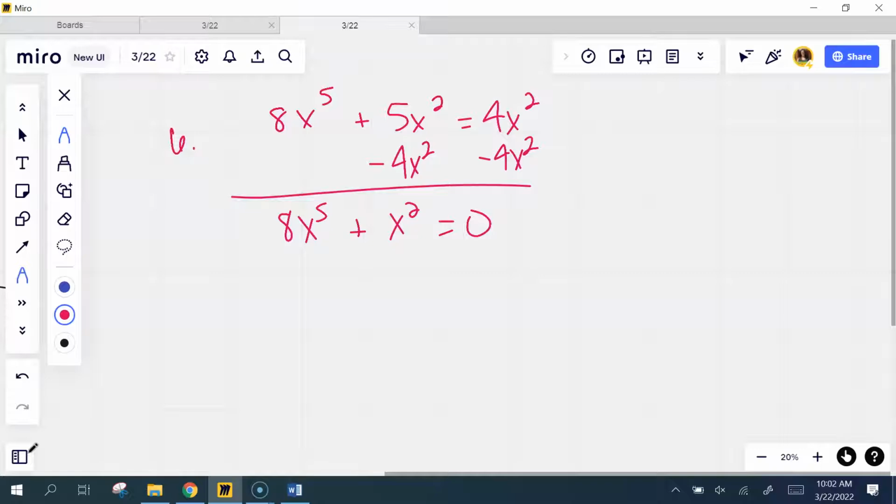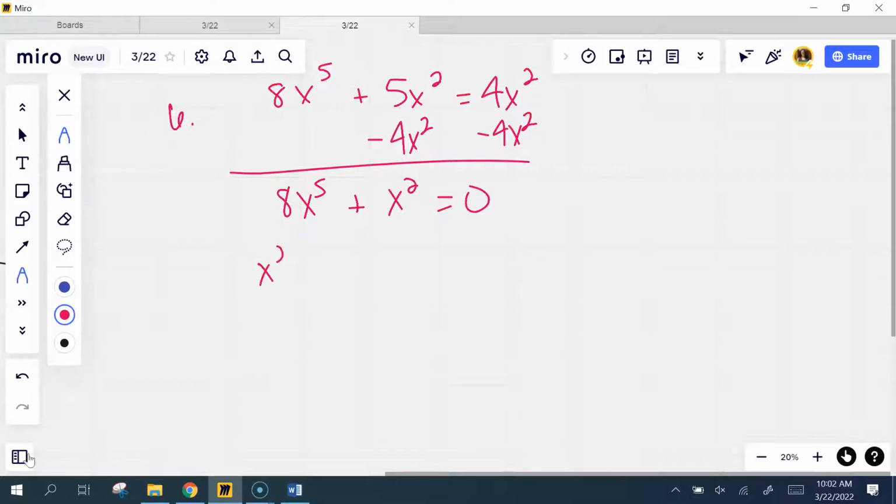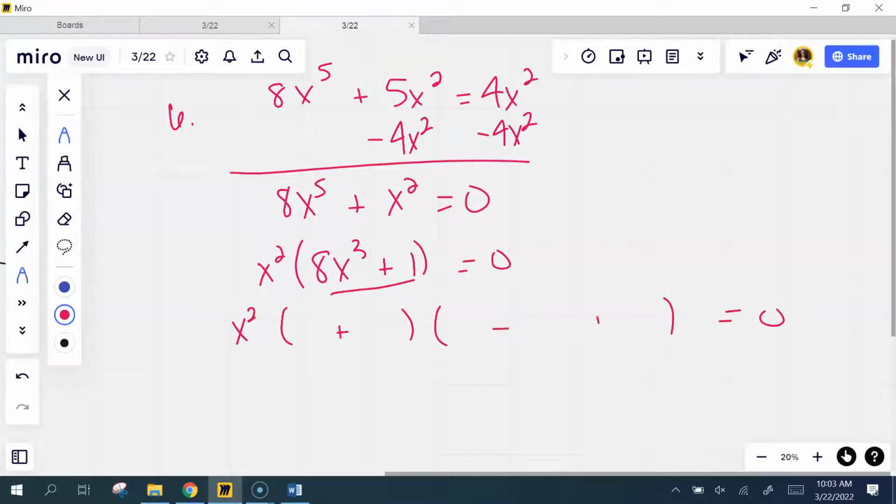Any GCF? X squared. If I take that out, I'm left with, what is this pattern? Sum of cubes. Perfect cubes. That's exactly right. So this is where I have to get ready and do my little parenthesis, big parenthesis, same, change, plus. What goes in the first set of parentheses? 2x and 1 squared. That's exactly right.